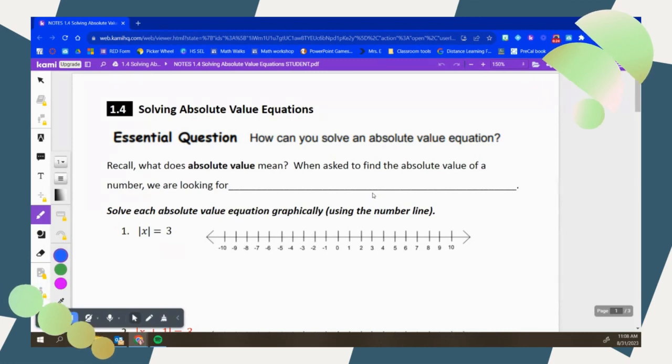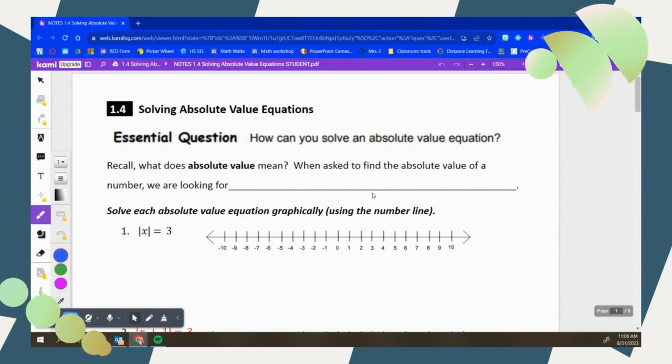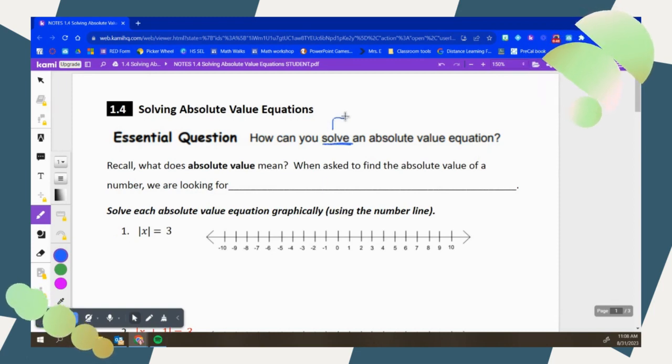So 1.4, we're actually going to take the absolute value equation that you guys were working on last class, and we're going to actually start solving them. Last class what we did was transform them. We took that V shape and we shifted it around, up, down, we flipped it over, all that kind of stuff. What we're going to be doing today is actually solving for X. When it says solve, by the time you're finished, you should be able to tell me what X equals.